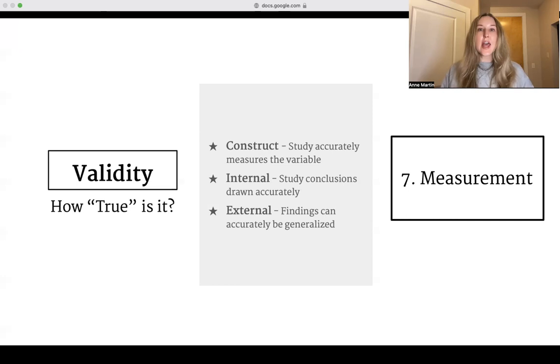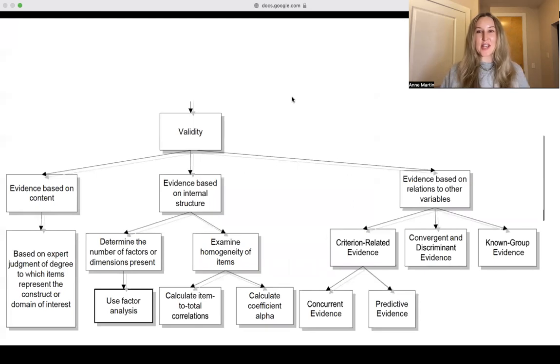And then external validity: can those findings be generalized to other populations? So maybe they found that a particular curriculum worked in one school. It would have external validity if it also worked in other settings. So here is how the text breaks it down even further than this. So based on content, and then based on the internal structure. That's what I was mentioning in terms of the results that the authors of the research found. Is it valid in terms of, does it match the evidence that they found? And then related to other variables.